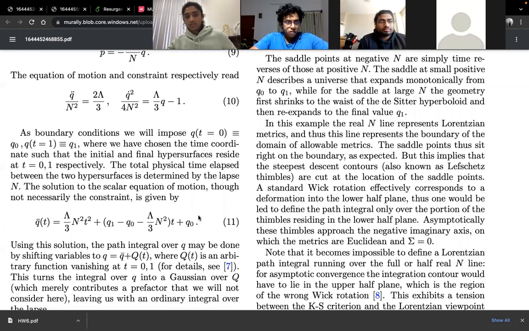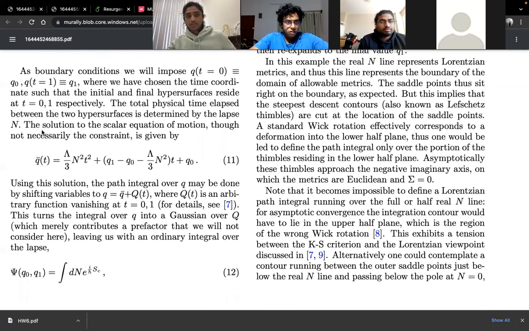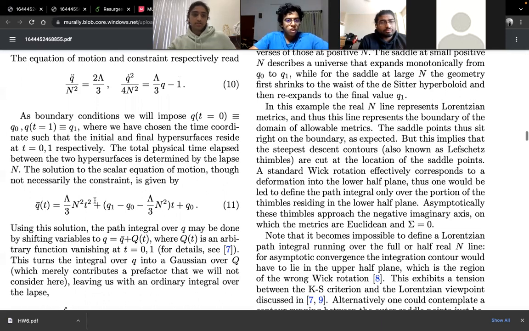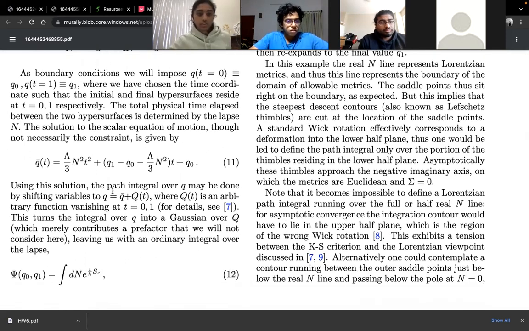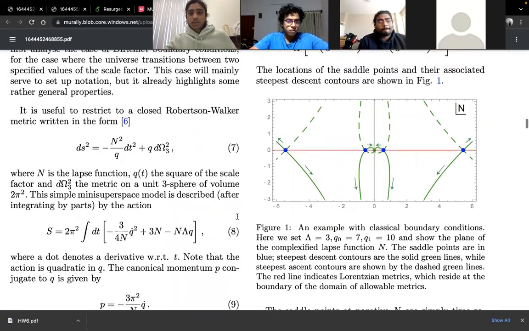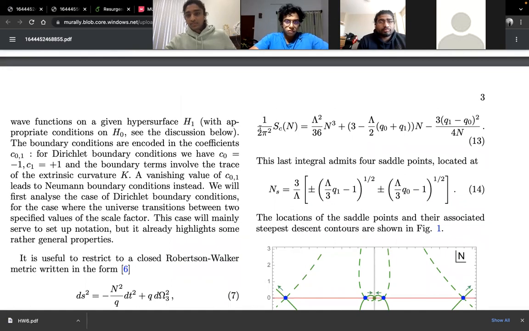With some manipulations, the solution is given by this. Using the solution, you do the path integral over Q. This is basically how you can do the path integral, which brings it to this form, where N is your essential lapse function that I was talking about. And that gives you this form.